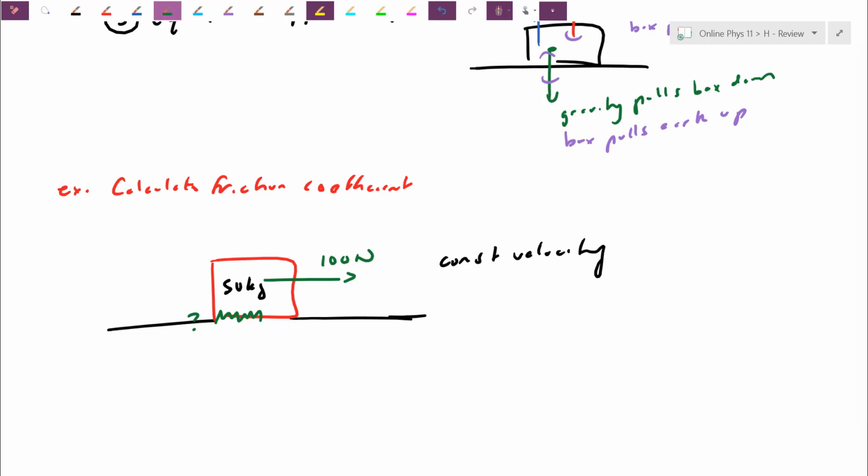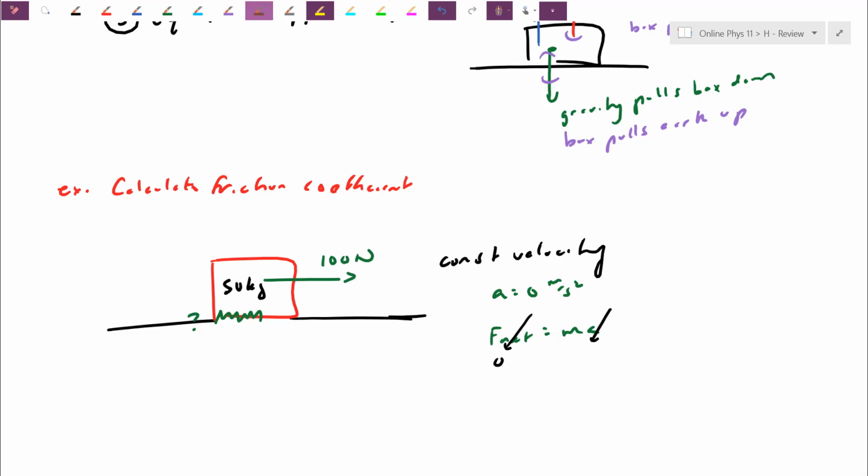Constant velocity means there actually is no acceleration. A is equal to 0. And if there's no acceleration, Newton's second law, F net is equal to m times a. If the a is 0, then that means the net force is 0. That means there can't be any overall win.